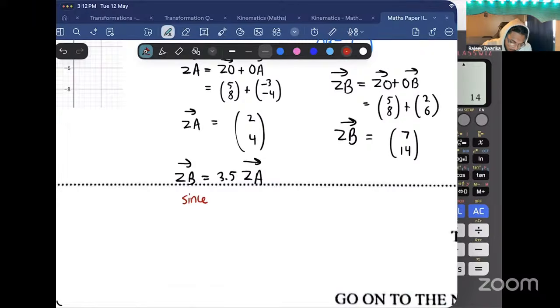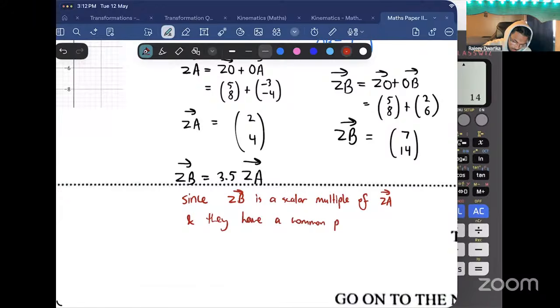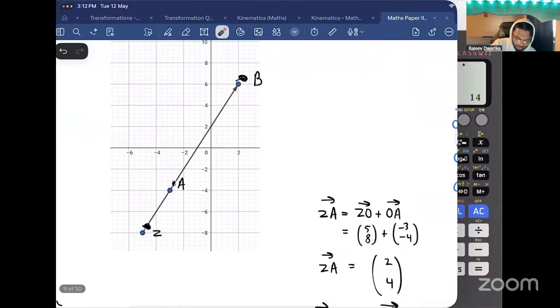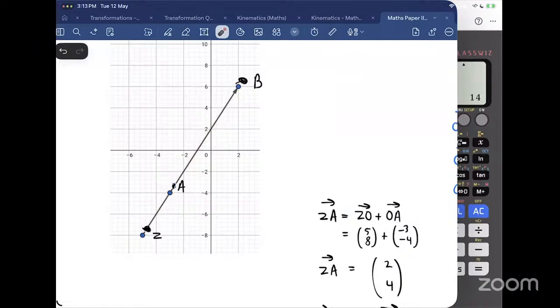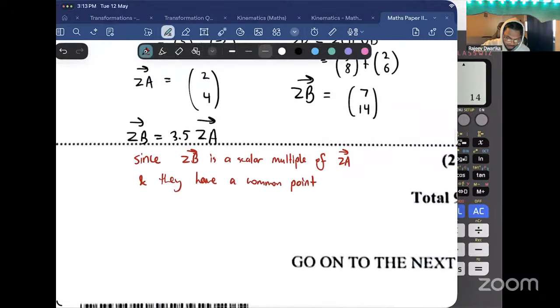And I would say since ZB is a scalar multiple of ZA, and they have a common point. What's the common point, guys? Both of them starting from where? Watch. You have Z to A and you have Z to B. What's the common point? Z. They have a common point Z.